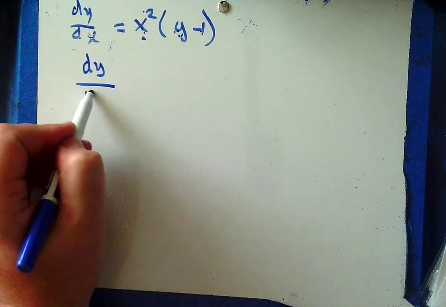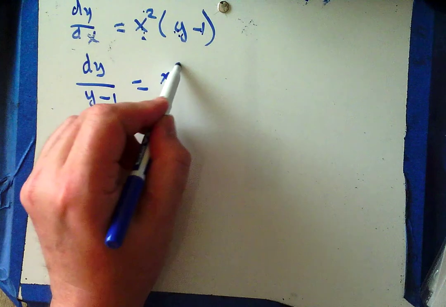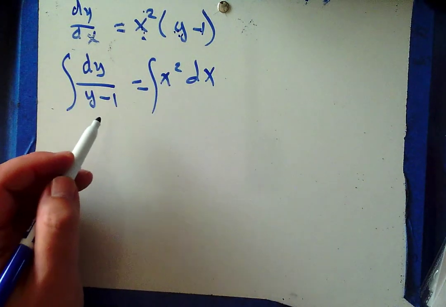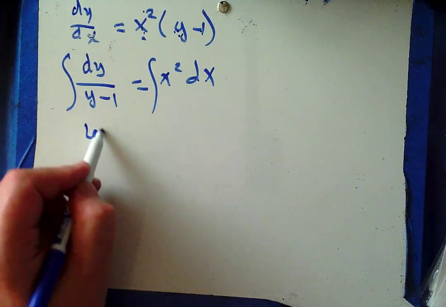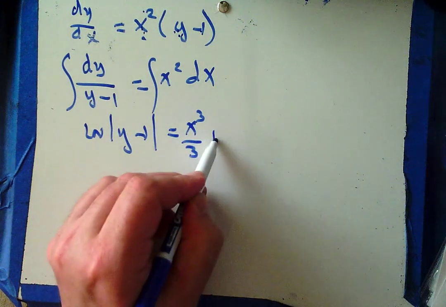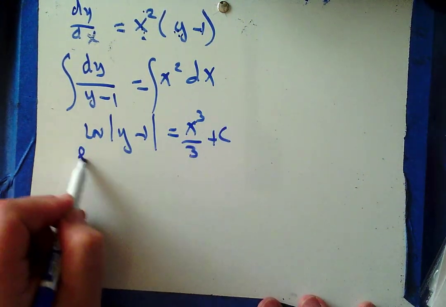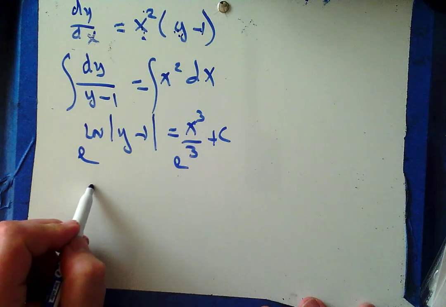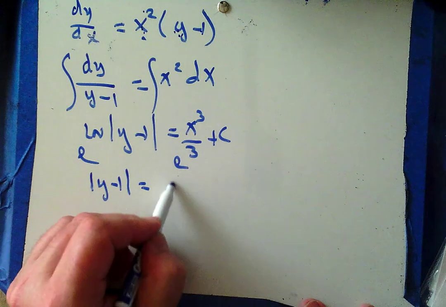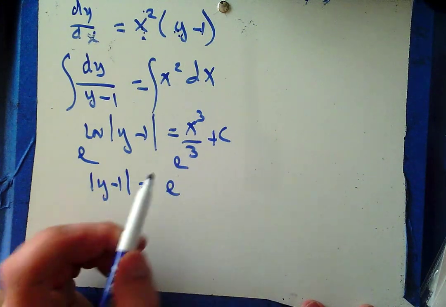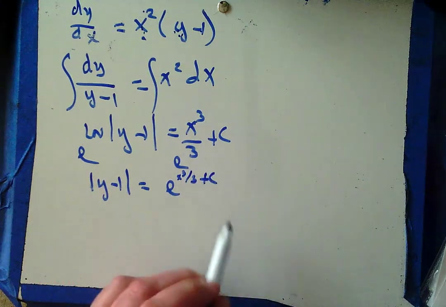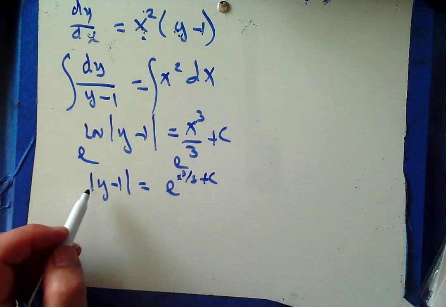dy over y minus 1 equals x squared dx. And then we integrate both sides, and we've got ln |y minus 1| equals x to the third over 3 plus c. We exponentiate. We get absolute value of y minus 1 equals e to the x to the third over 3 plus c. Make sure that c is up there in the exponent.